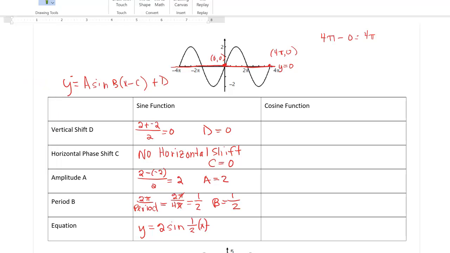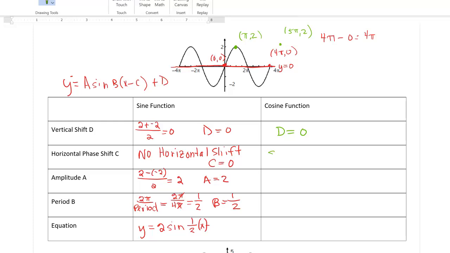Now to find the cosine function. Again, the vertical shift is the same: D equals 0. There's no vertical shift. There is a horizontal shift now, though. Remember, the cosine function starts up at the top. If we look at that unit here, that should be at (pi, 2). And it's then going to end at, and you can kind of see over here, (5 pi, 2). So this is going to have a horizontal shift of pi units.